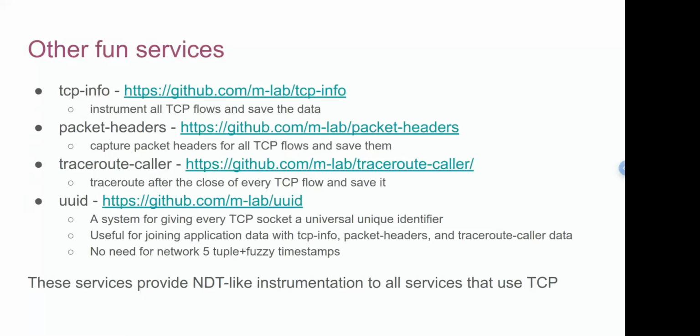But with the UUID system, all of a sudden you get an unambiguous string, and if the string that uniquely identifies that flow is present in TCP Info, then boom, there you go. You have TCP Info data for that stream. If there are packet headers, it's there. If there's a traceroute, it's there, and you can unambiguously determine what data is available for what flow. So these services provide NDT-like instrumentation to all services that use TCP. So we took the NDT server, we split apart its functionality, and we made some of its functionality global to the system, which I think is going to be of interest to people.